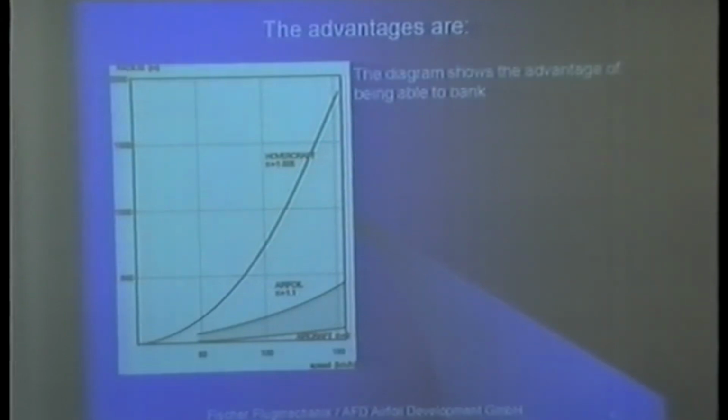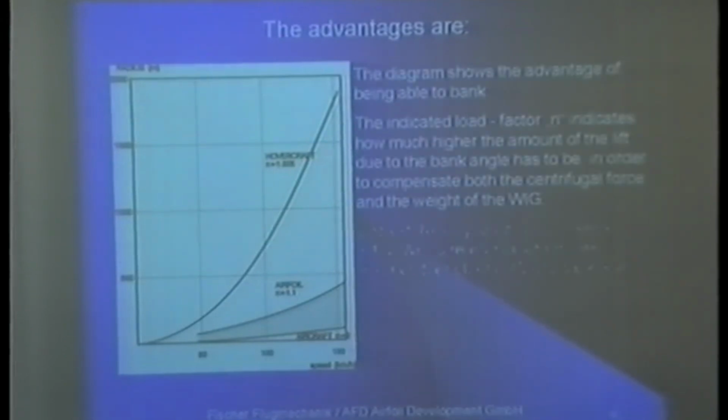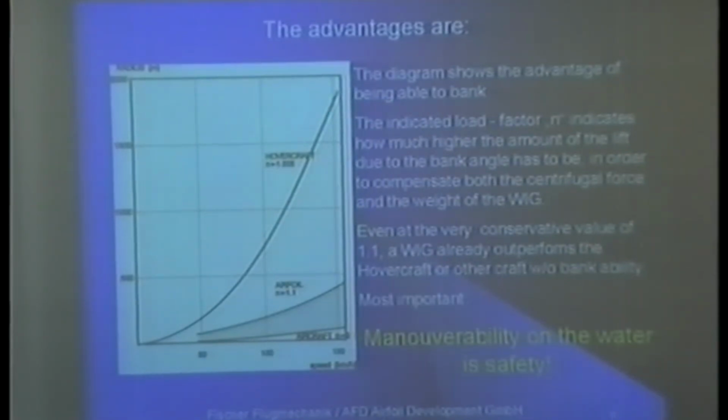Here I plotted for comparison reasons, very simple by calculation, the turn radius of a hovercraft versus an aircraft. An aircraft can make a 2G turn, and you see a hovercraft has, without bank, a turn radius of roughly 2,000 meters. An aircraft can do it with 2Gs, it's 300 meters. And with an airfoil boat, we said for comfort reasons, 1.1 G is acceptable for passengers. And this gives you then a turn radius of 450 meters. Simple to calculate.